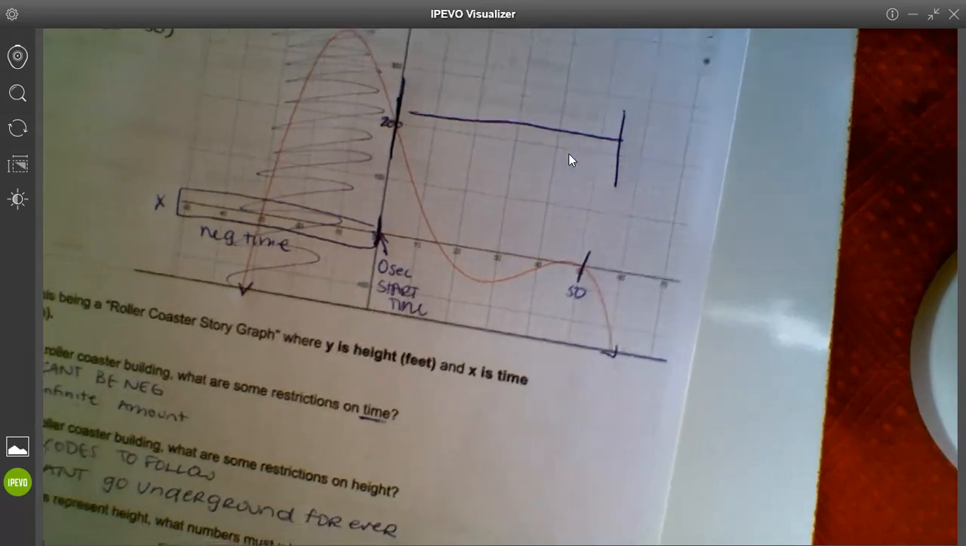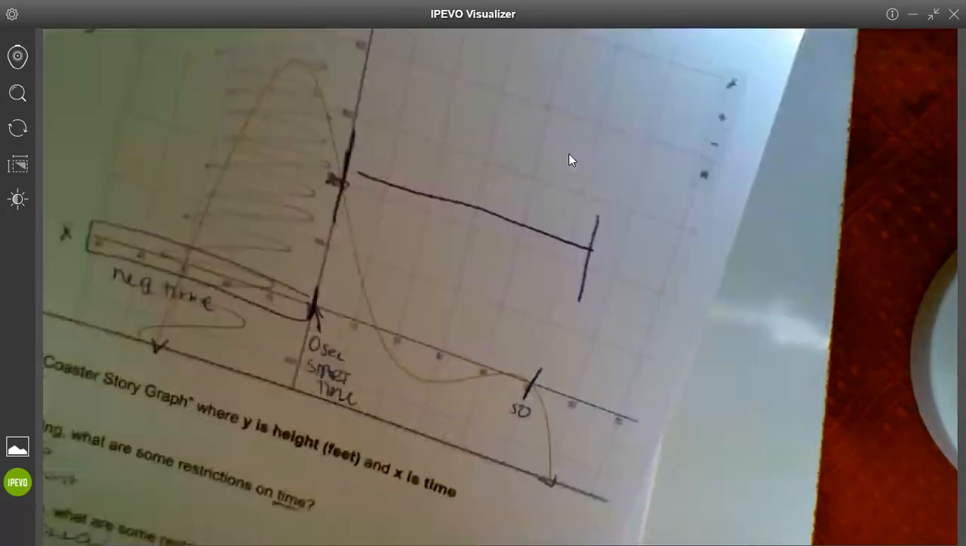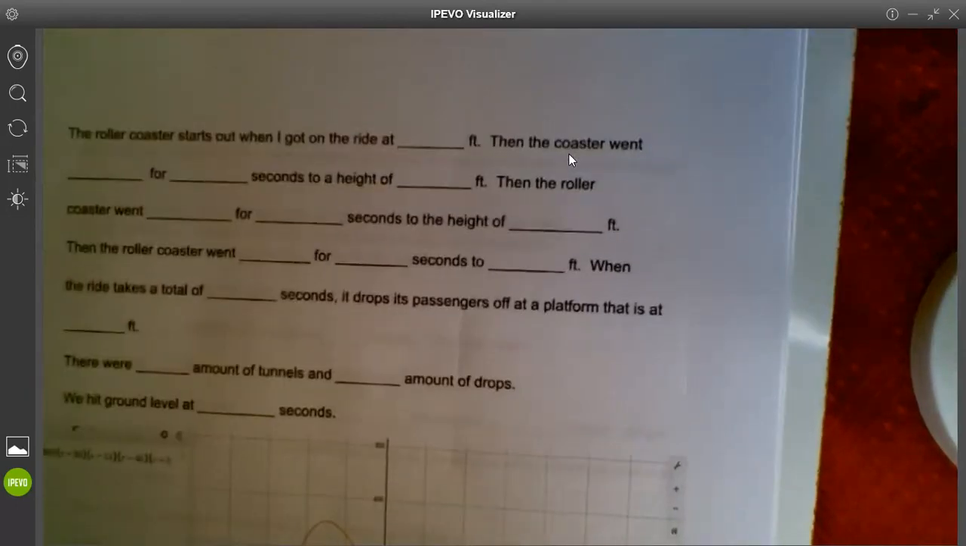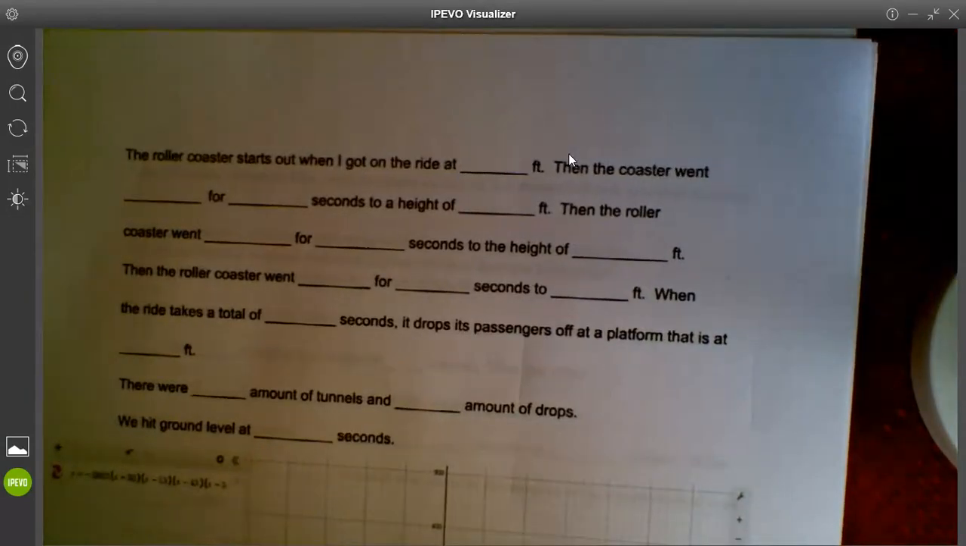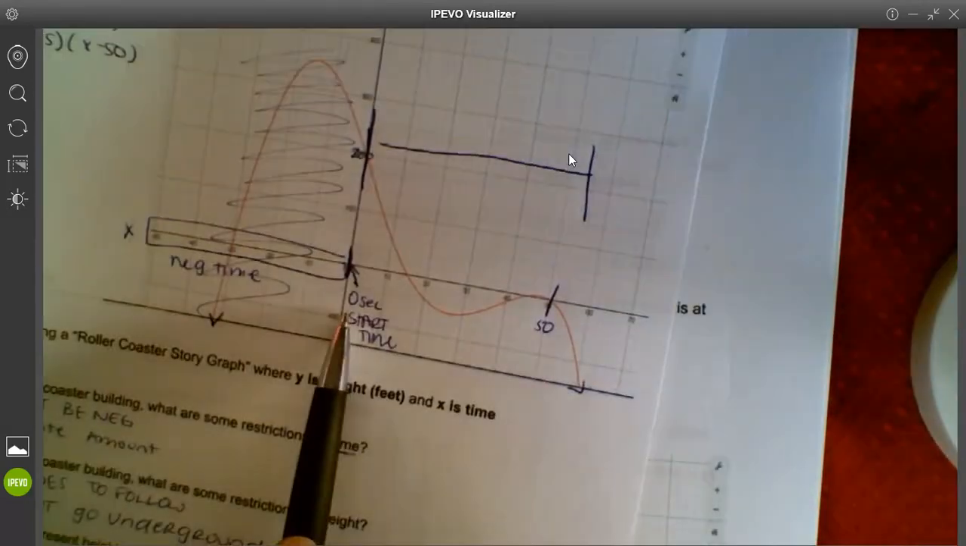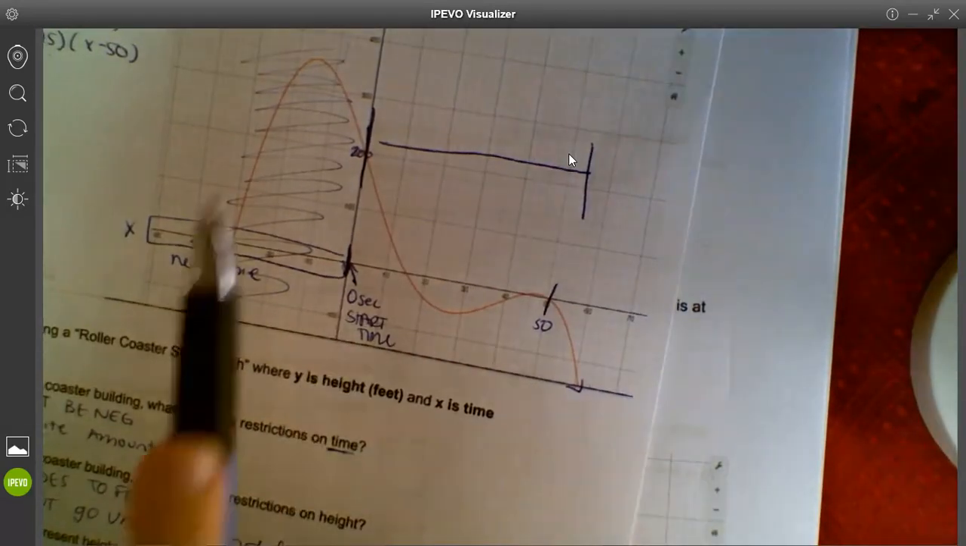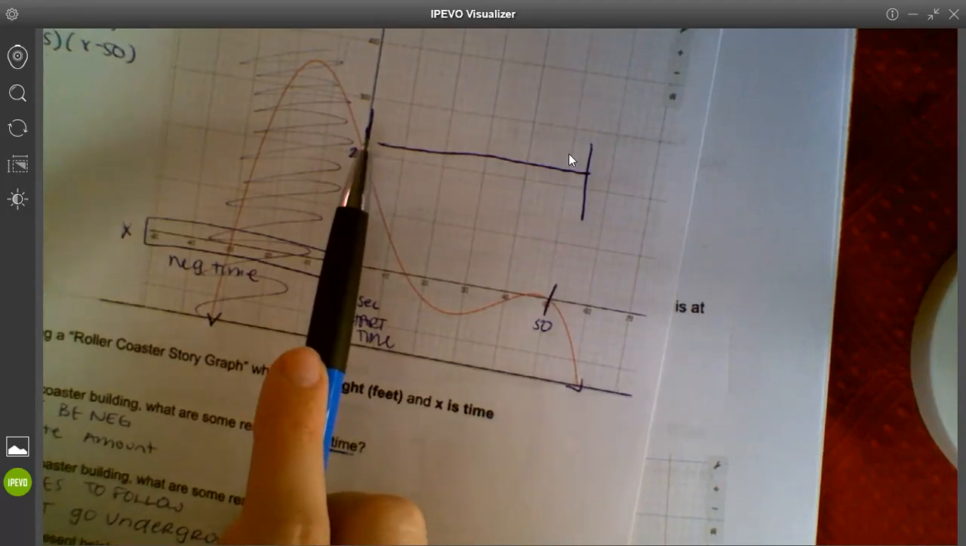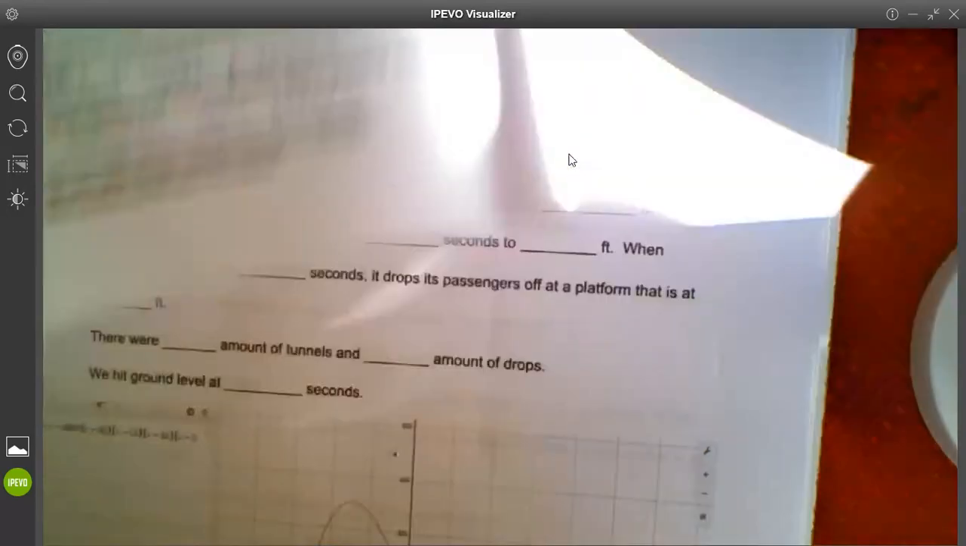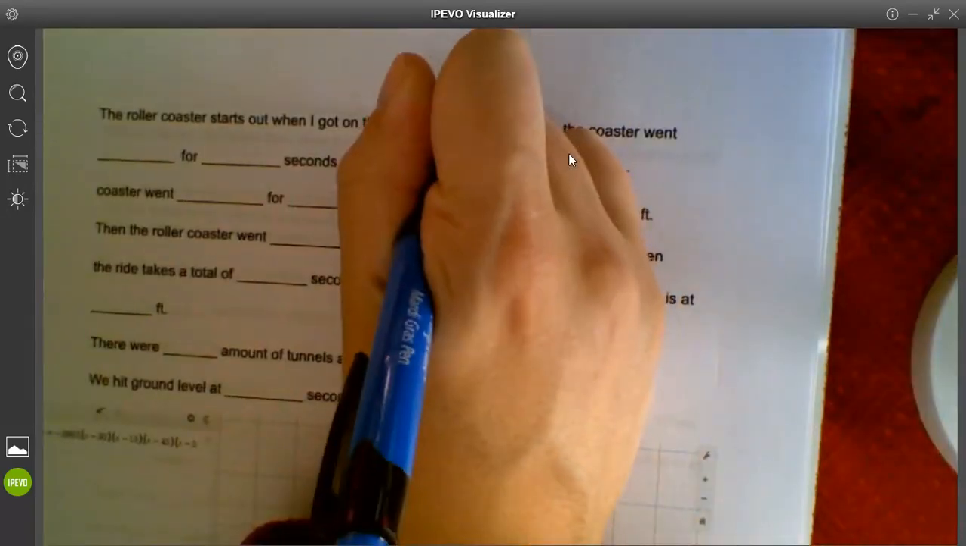So let's talk about how to write a roller coaster story. Looking at this, we're going to fill in these blanks. The roller coaster starts out when I get on the ride at blank feet. Remember, 0 seconds is the start time of the ride. So I must have climbed steps to get on the ride at 200 feet.